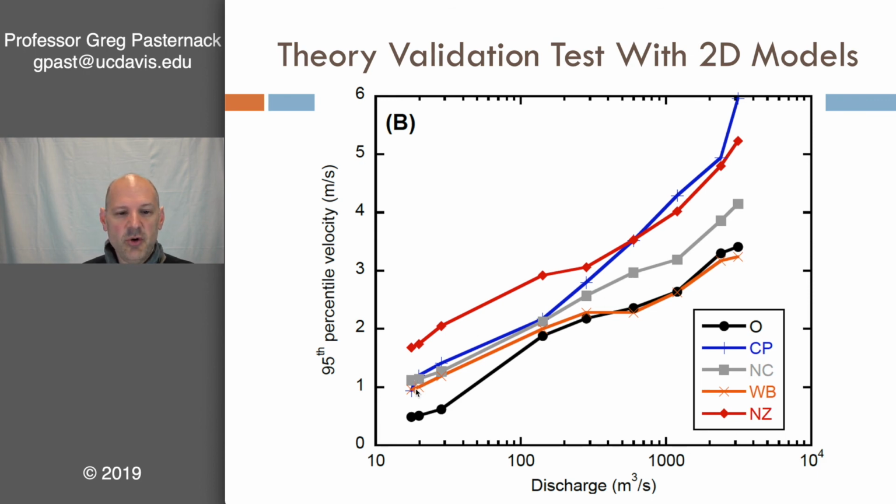Conversely, constricted pool starts off slow. It accelerates beyond normal and then stays about there. But again, once you get above bankfull, it starts to really accelerate and diverge, and it eventually even gets faster than nozzle. So in overview, constricted pool and nozzle are essentially your erosional landforms, and wide bar and oversized are your potentially depositional landforms.